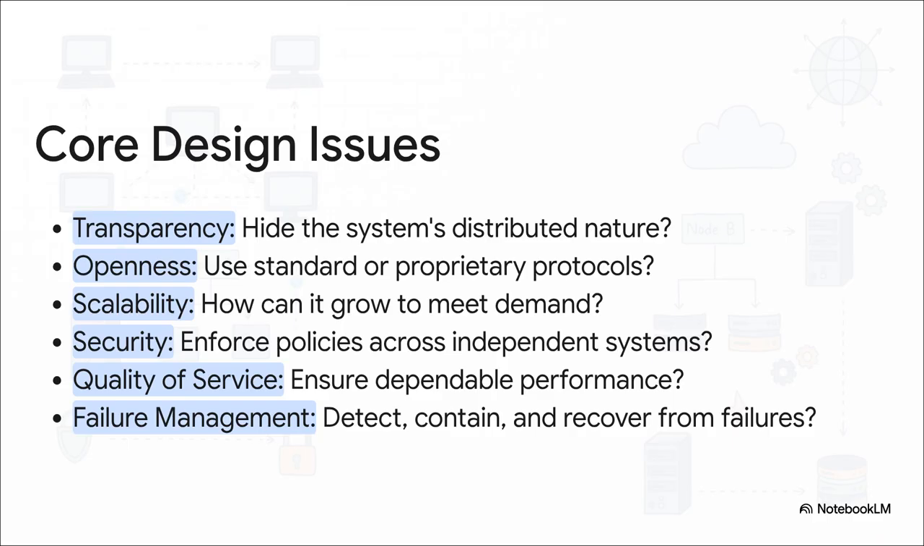Scalability is always a huge one. How do you build this thing so it can go from a handful of users to millions without falling over? Security gets way harder when your system is spread out all over the place. Quality of service is all about making sure the system is reliable and performs well. And then there's the big one, failure management. Things are going to break. It's inevitable. So how do you spot failures, stop them from spreading, and recover without the user even noticing?